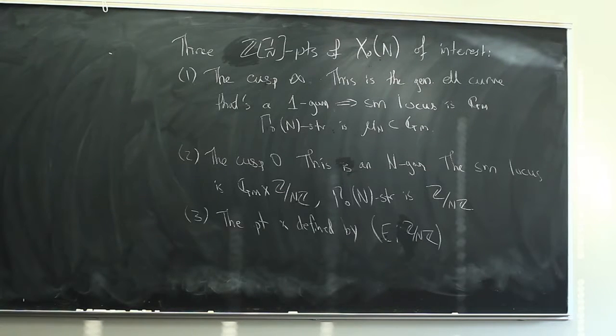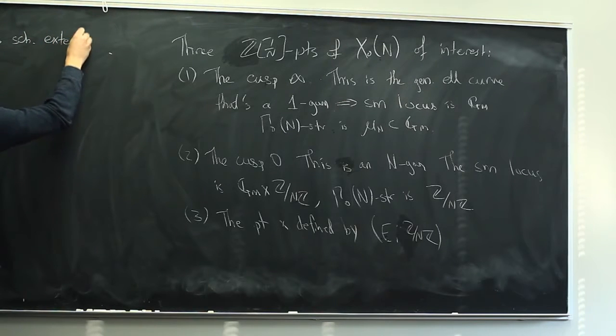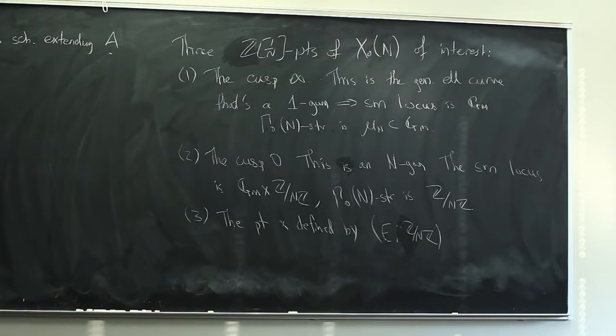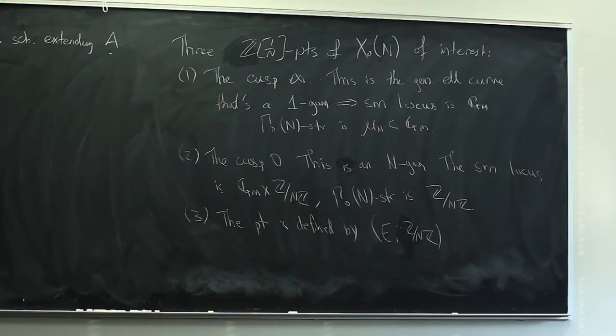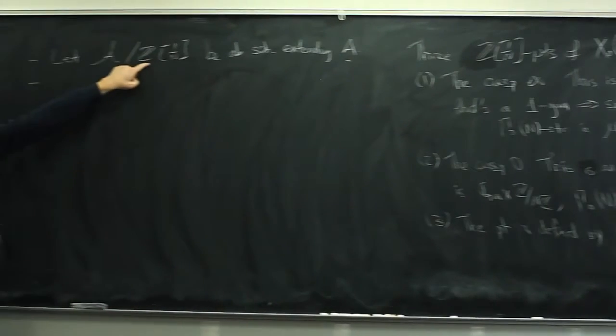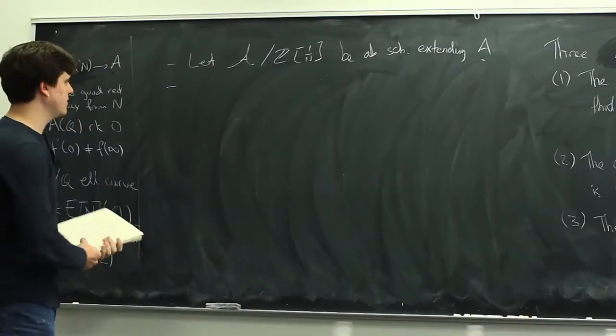All right, so let script A over Z[1/n] be the abelian scheme extending A. We assume that A had good reduction away from n, which exactly means that you can extend it like this. And so this map F that we had from X_0(n) to A, since X_0(n) extends to a smooth scheme over Z[1/n], by the Néron mapping property, this F extends.